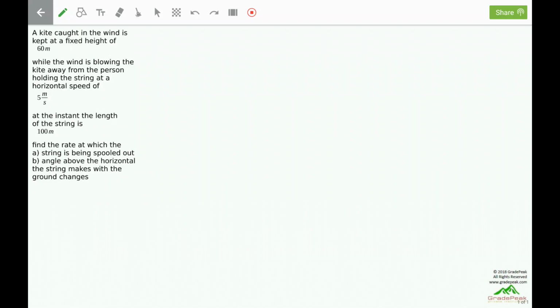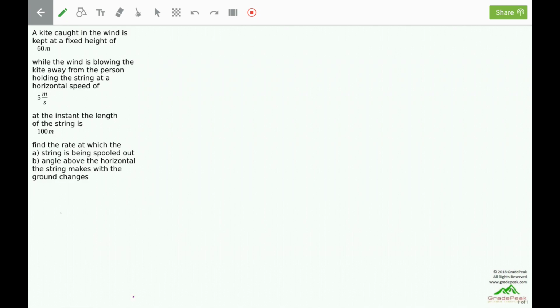A kite caught in the wind is kept at a fixed height of 60 meters while the wind is blowing the kite away from the person holding the string at a horizontal speed of 5 meters per second. At the instant the length of the string is 100 meters, find the rate at which A, the string is being spooled out, and B, the angle above the horizontal the string makes with the ground changes.